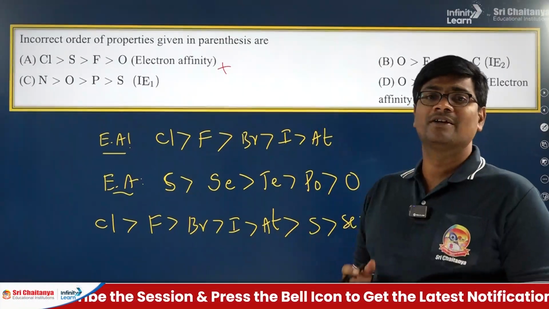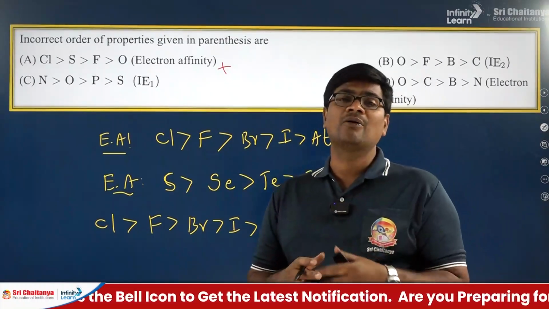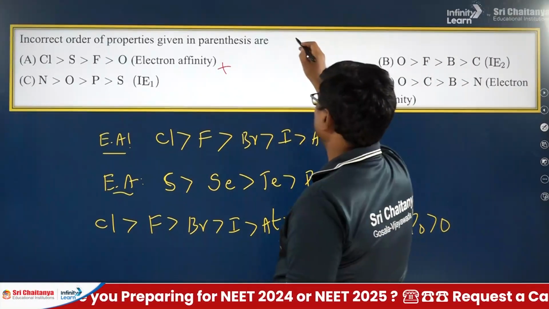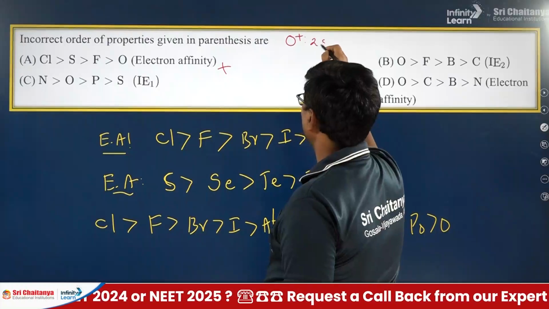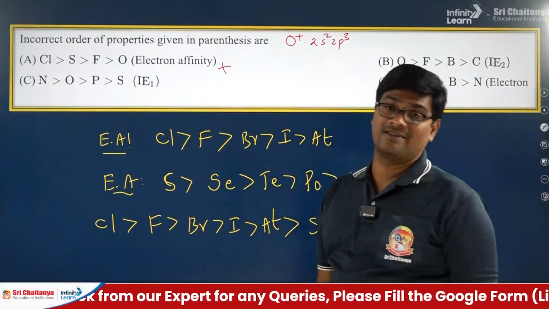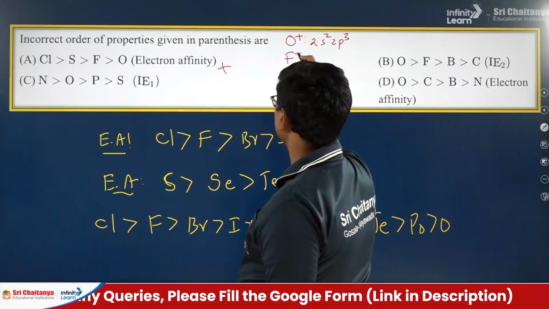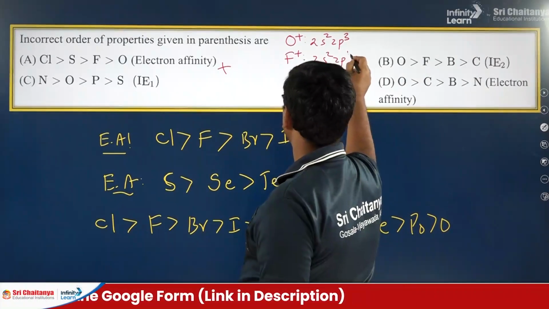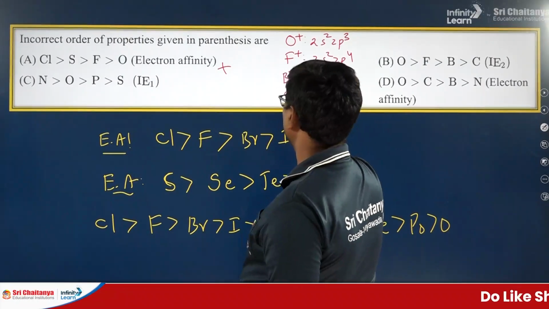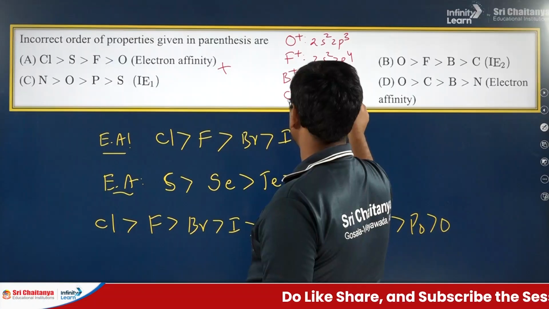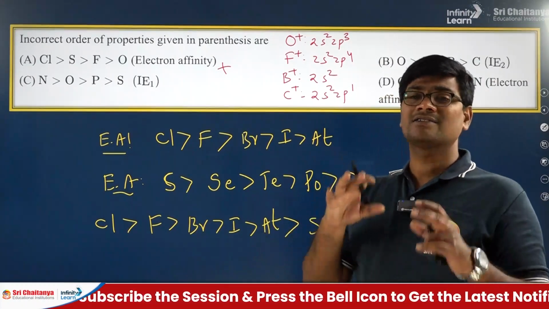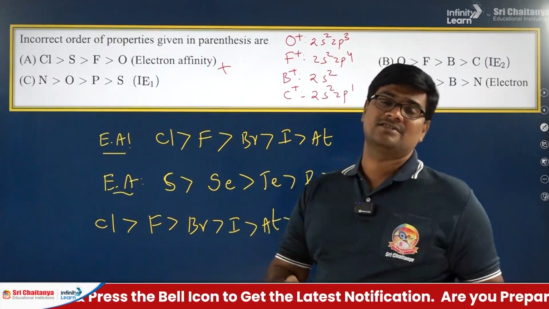But IE2 is given. To know the IE2 trend, we have to know the stability of the monopositive cation or unipositive cation. O plus, what is its electronic configuration? Its electronic configuration is 2s2 2p3, nitrogen configuration, or half-filled p orbitals are there. Now F plus, what is its electronic configuration? 2s2 2p4. Then we have B plus, what is its electronic configuration? 2s2. And then we have C plus, what is its electronic configuration? 2s2 2p1. If you consider this, what is the most stable one here? O plus. So oxygen has the highest second ionization enthalpy, right?